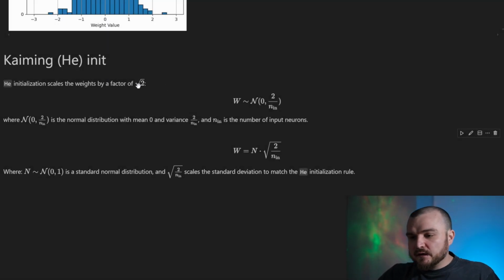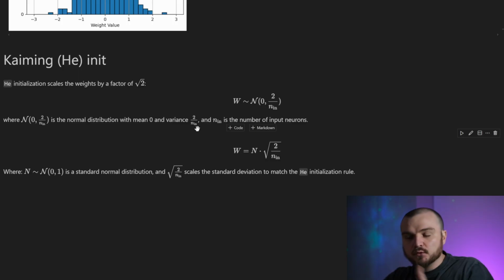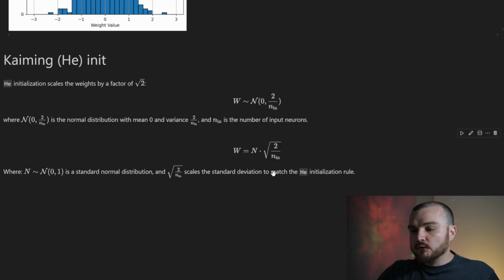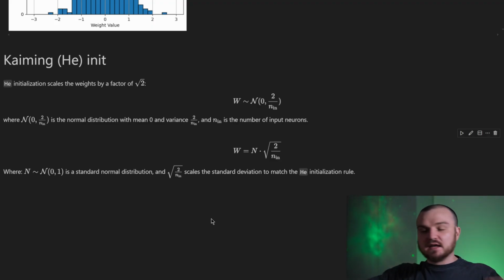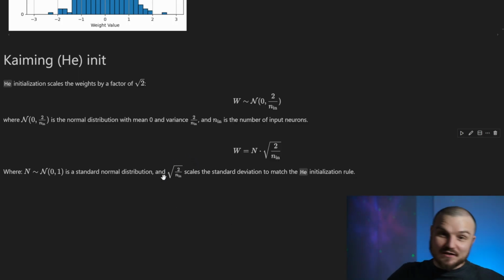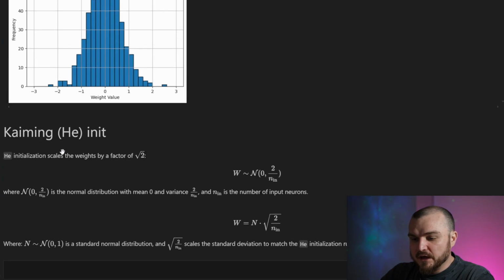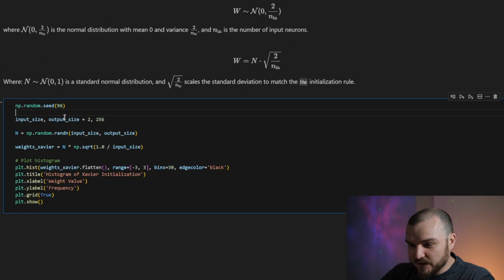Okay, and He initialization uses the normal distribution with mean 0 and variance 2 over the number of input neurons, and in the same way as before, we need to use as a multiplier the square root of the variance, because we scale the standard deviation to match the He initialization rule. If you want to know more about this scalar and why we have the square root, just look at my blog. Now let's implement this initialization. I can copy this code and paste it right over here.